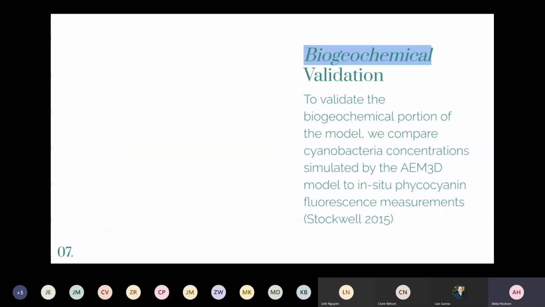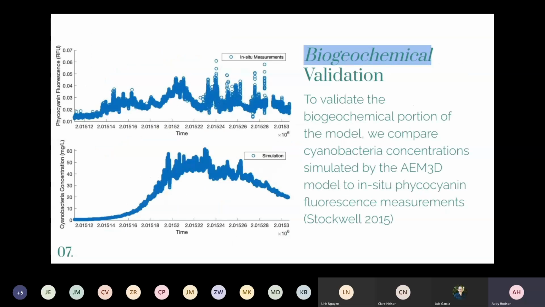And we can move on to the biogeochemical validation, which is a little bit more tricky than the hydrodynamic validation. And the reason that it's difficult is because the data set that I'm using to ensure the accuracy of this model, the data from that buoy in Shelburne Pond that I was talking about, measured something called phycocyanin fluorescence rather than the direct concentration of algae in the pond.